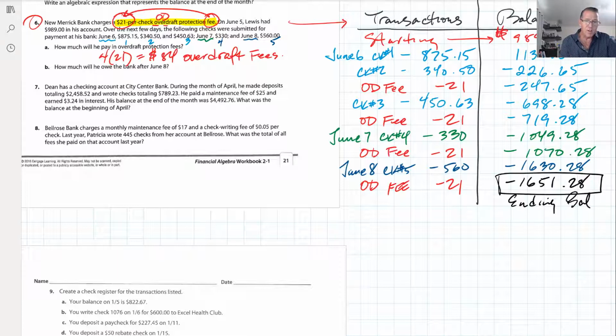All right, so how much will you owe the bank after June 8th? Well, it's right here, $1,651. So $1,600, and $51.28. That's what he owes.